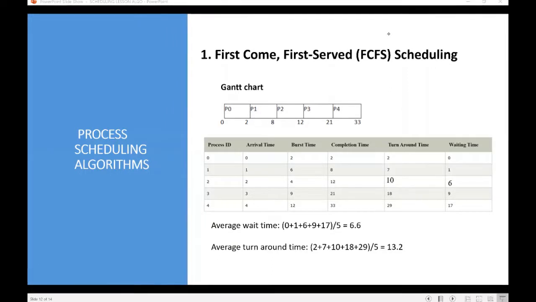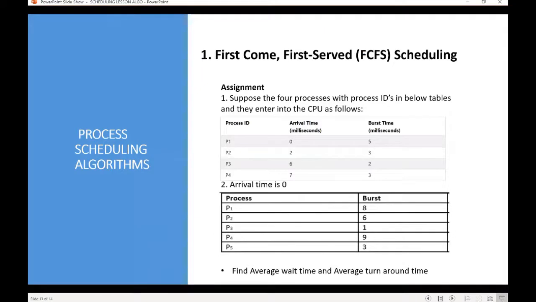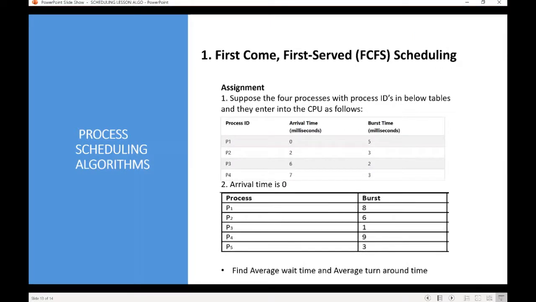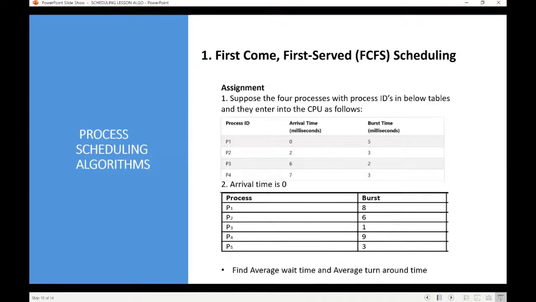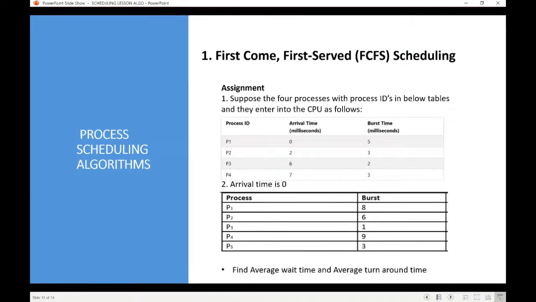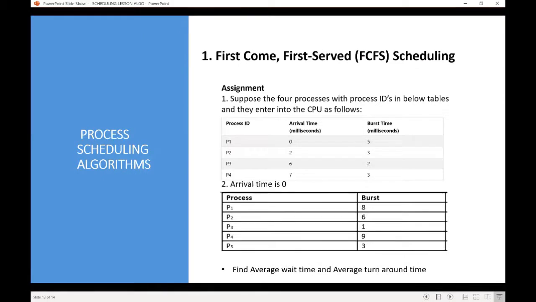And here we have an assignment, 2 questions that you are going to try. We have 4 processes, and their arrival times and their burst times. Question number 2, we have 5 processes which came at the same time, 0. Then you are going to go through calculations and calculate the average wait time and average turnaround time.